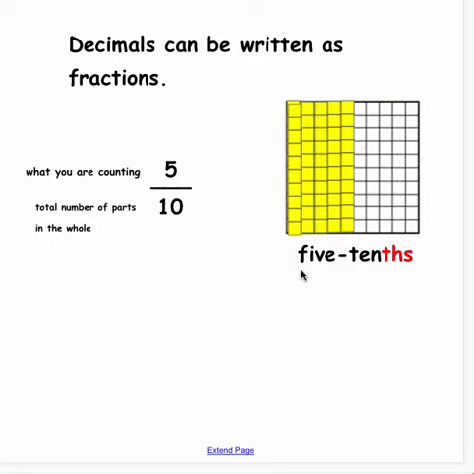In words, that looks like 5 tenths, but as a fraction, the part we're counting, the yellow part, goes on top, that's the 5, and the number of parts in the whole thing, if the whole grid was filled up with yellows, there would be 10 of them. So as a fraction, we read it 5 tenths. And in words, we can see that match over here, 5 tenths.